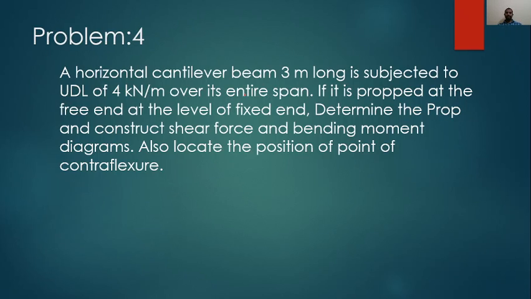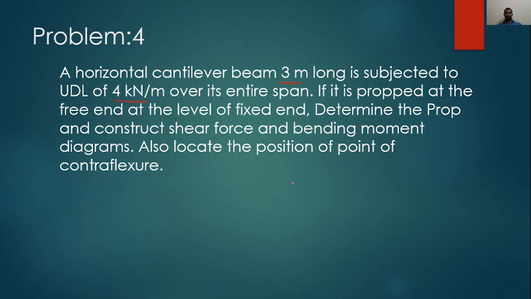A horizontal cantilever beam 3 meters long is subjected to a UDL of 4 kN per meter over its entire span. It is propped at the free end to the level of the fixed end. Determine the prop reaction and construct shear force and bending moment diagrams. Also locate the point of contraflexure. So this is a question based on this.